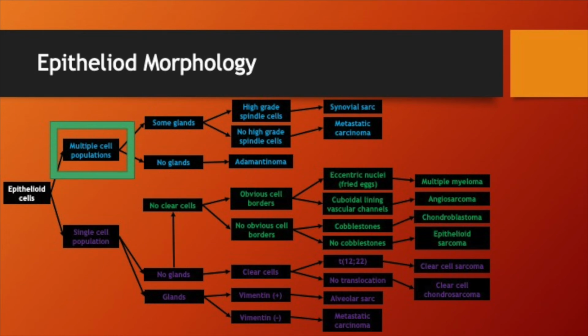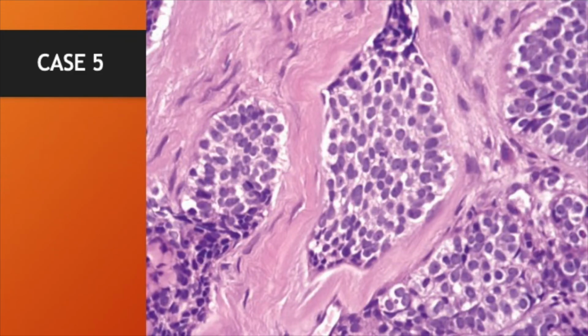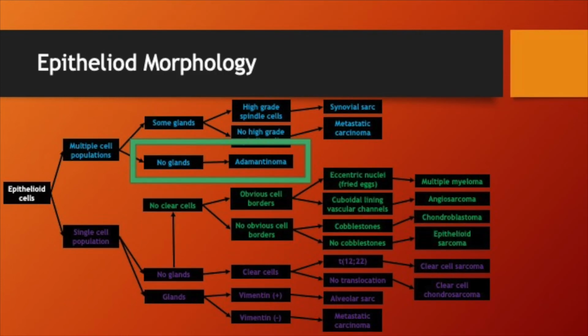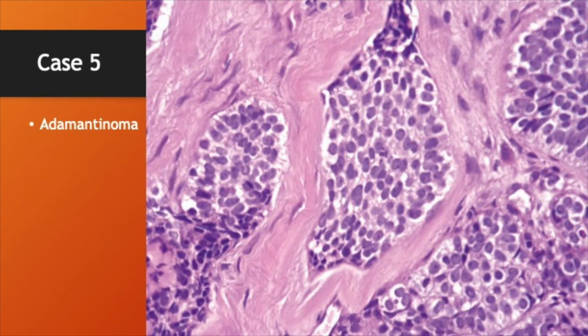The next thing we need to know is, is there gland formation or is there no gland formation? Well, when we look here, again, you need to know what a gland looks like, but there's no obvious glandular formation on this microscope slide. So we have an epithelioid morphology to the predominant part of this image. We have multiple cell populations with this pink stuff running through it. We don't have glandular formation. So what do we have? We have an adamantinoma.